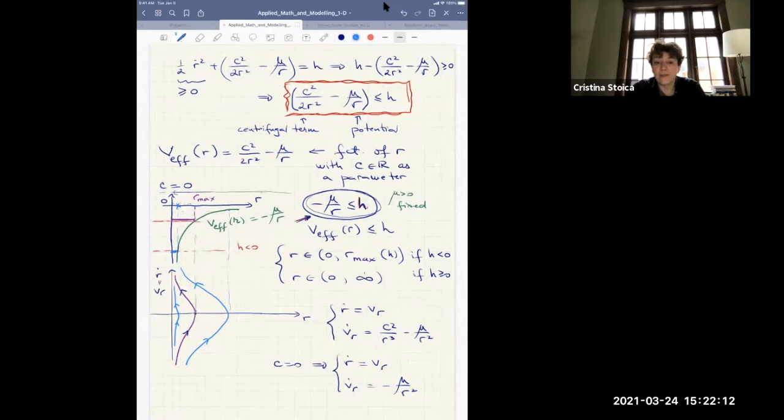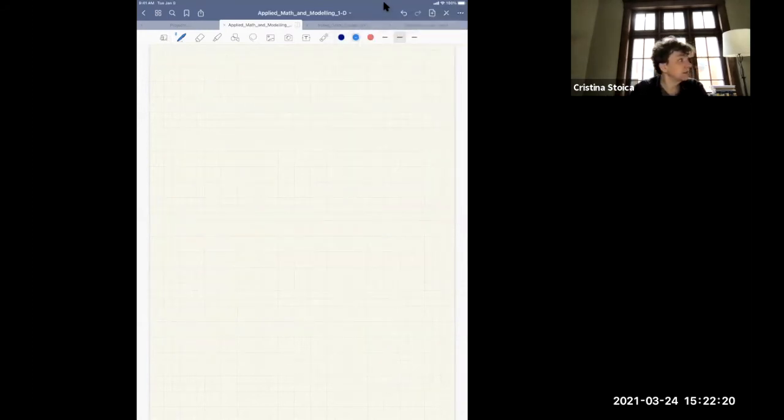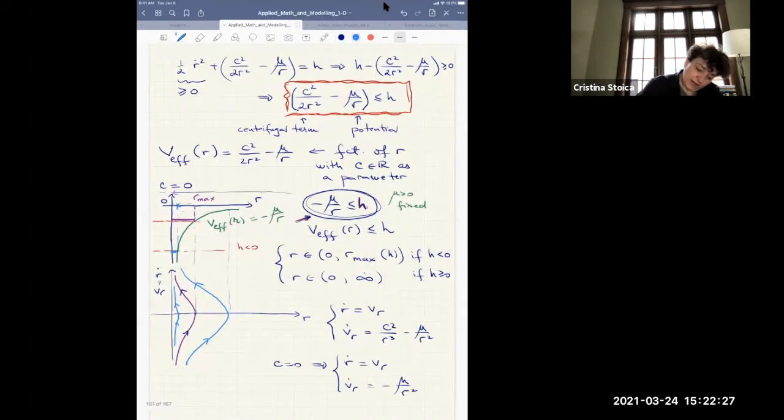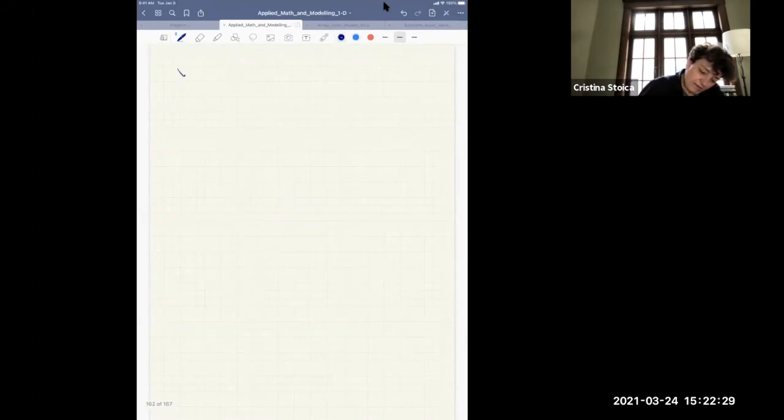All right. So now we go to the case of C non-zero. So that's when we have rotation. So what are we doing here? We have V effective of R is C squared over 2R squared minus mu over R, and we want it less or equal than H.